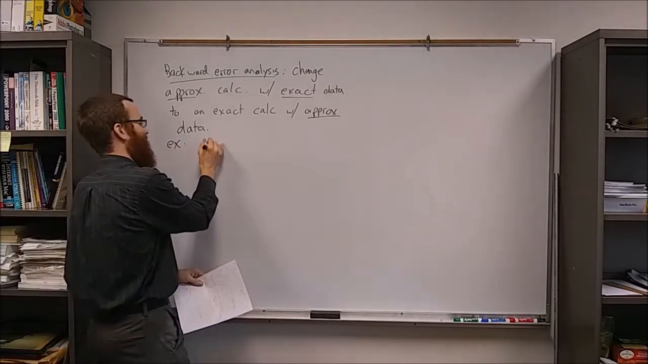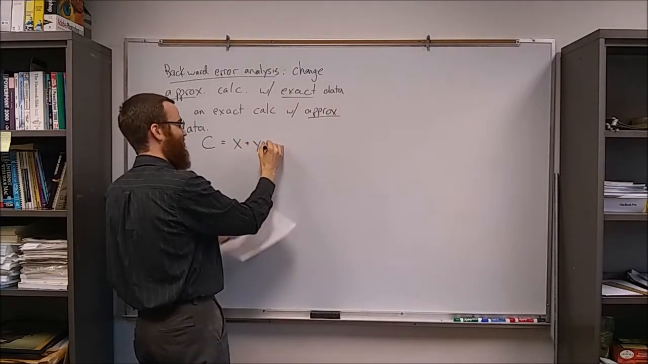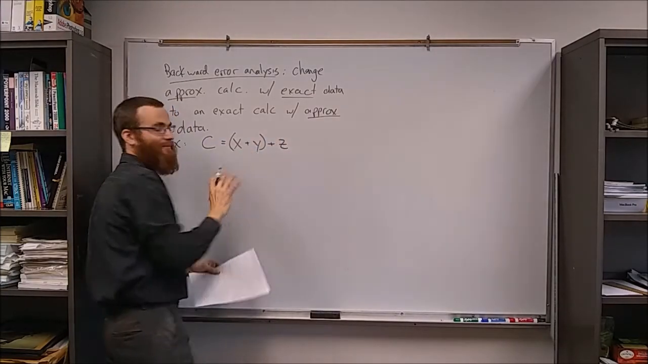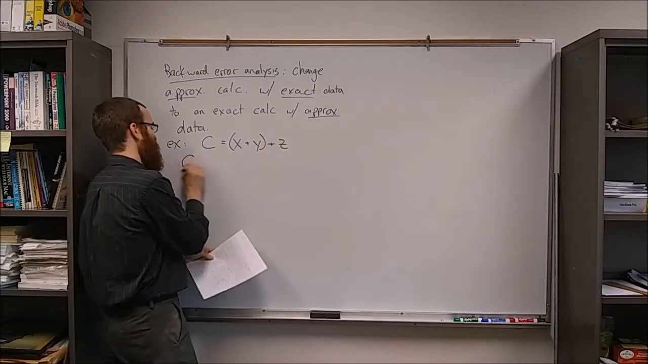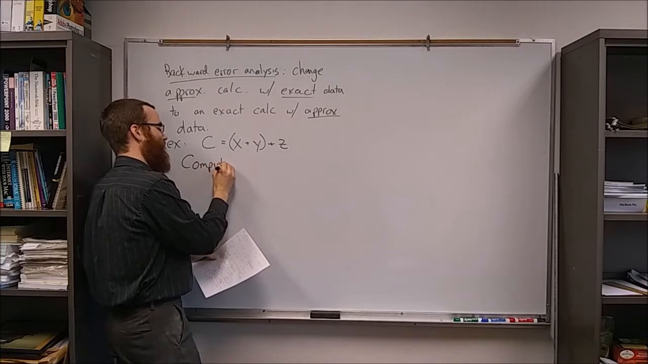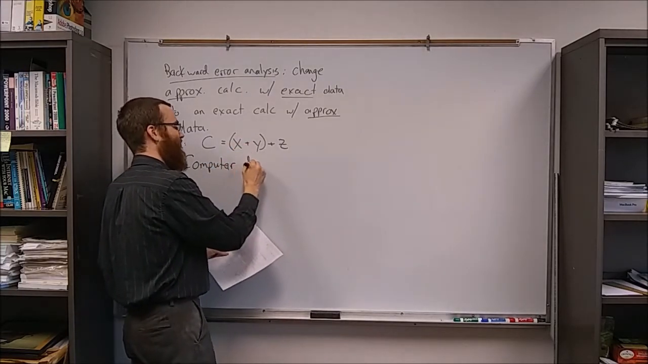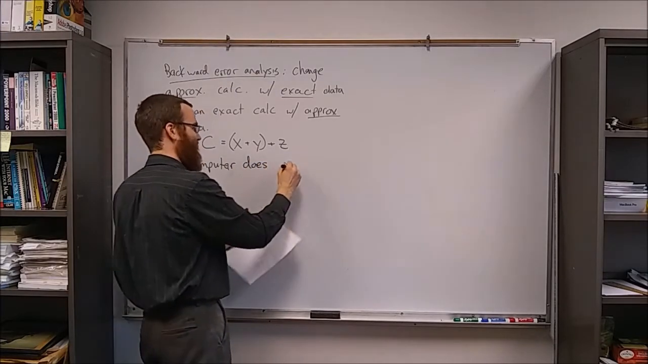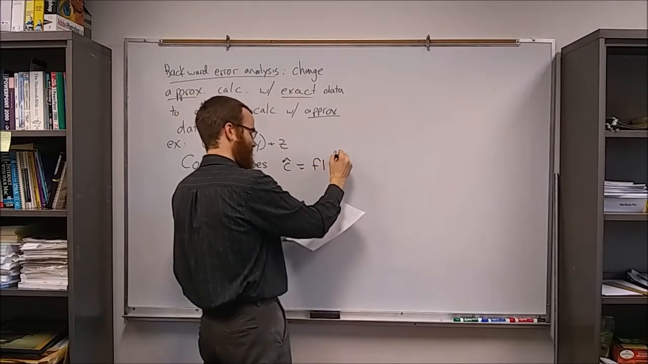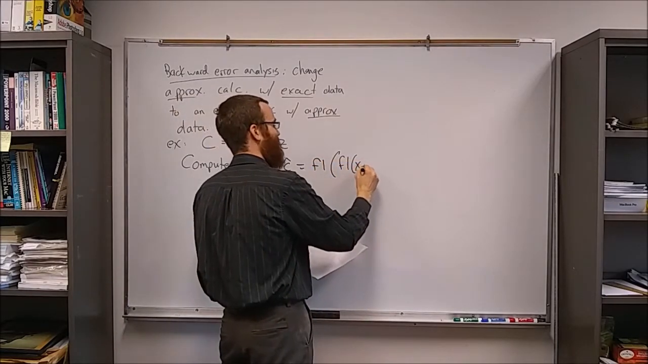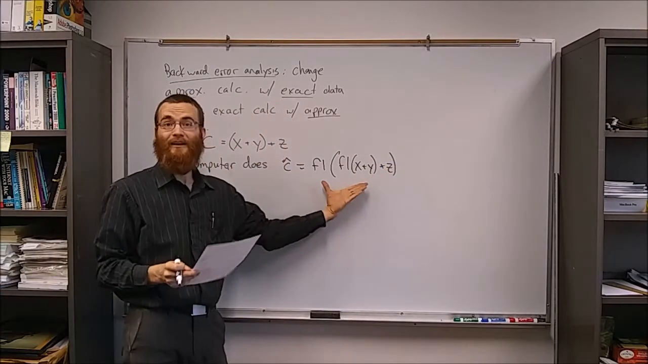Let's say our exact calculation that we're trying to do is x plus y plus z. And let's say that we're doing the x plus y first, just to be really precise. So when the computer does this calculation, it's going to do actually c hat, which is floating point of x plus y plus z. Right, this is the actual calculation it's going to do.